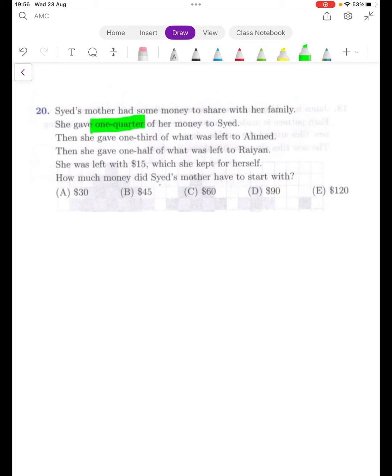She gave 1/4 of her money to Said. Then she gives 1/3 of what is left to Ahmed, and then she gives 1/2 of what was left to Ryan. She was left at the end with $15, which she kept for herself. How much money did Said's mother have to start with?